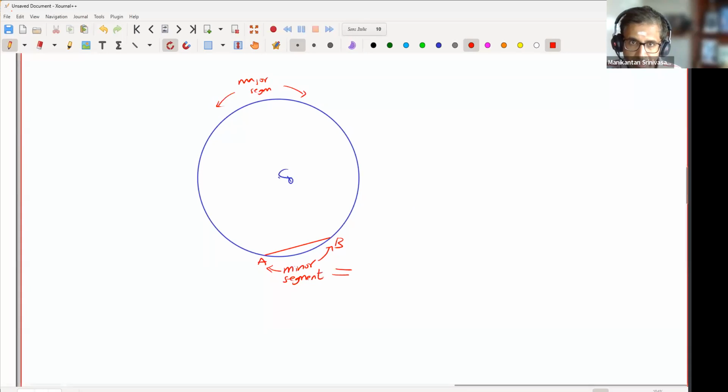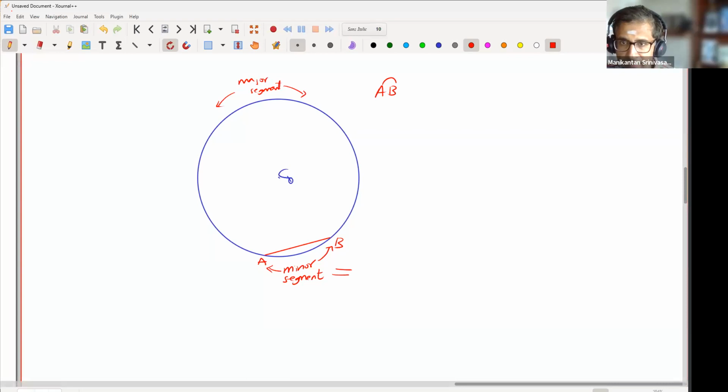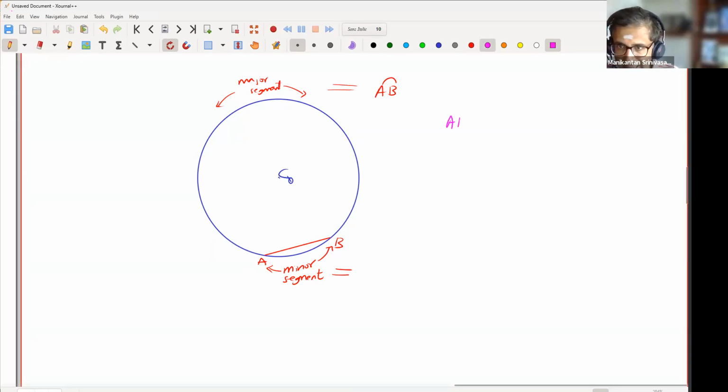Both are AB. But the question when I put AB is, are we going upwards? I mean, are we going the longer route or the shorter route? So depending on that, one is the major segment and the other the minor segment. And yes, as he rightly said, if you look at the line segment AB itself, that's called the chord.